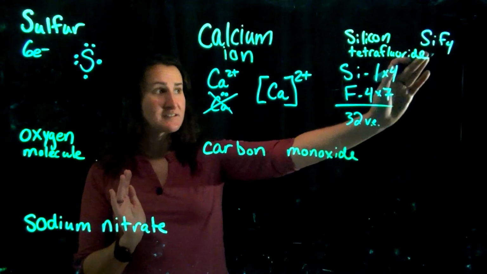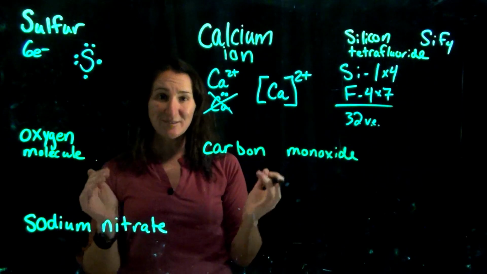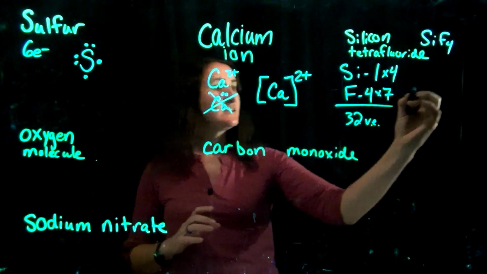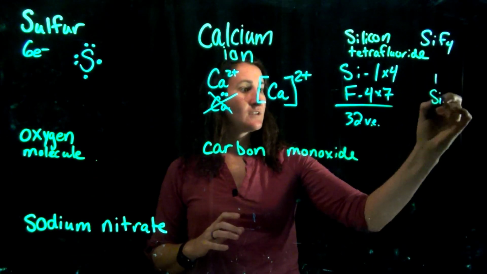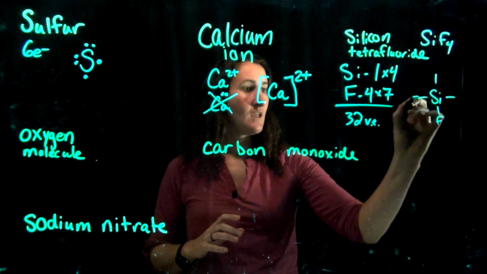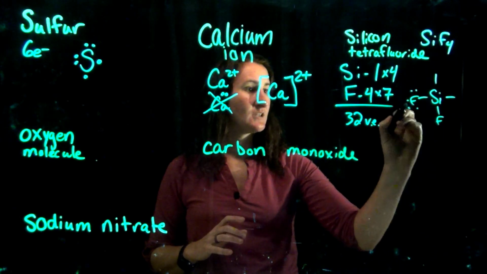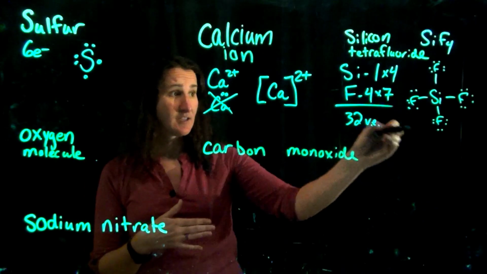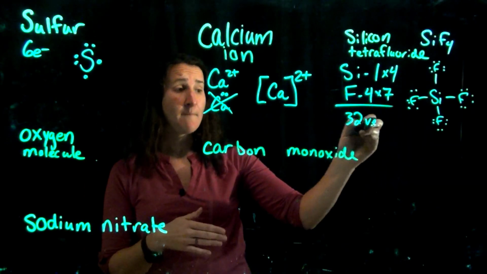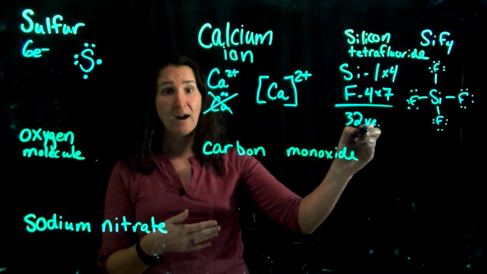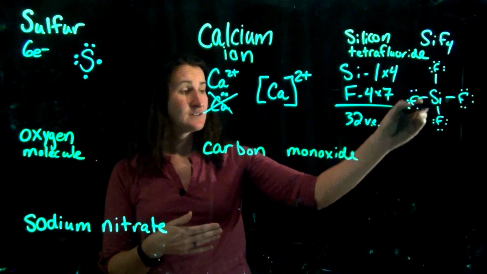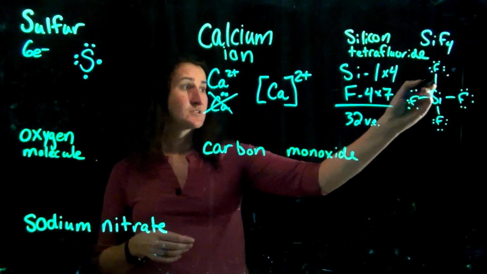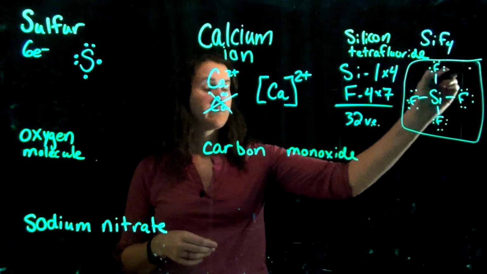Okay, so I know I have a silicon, and I know I have 4 fluorines. Which one goes in the middle? Remember, the least electronegative goes in the middle. So that is silicon, and then fluorine goes all around it, and then we fill in our electrons. The very last thing we need to do is check and make sure that the electrons we've drawn match the electrons we have available for our Lewis structure. So 4 times 8 is 32. Check. We're complete. So there's the Lewis structure for silicon tetrafluoride.